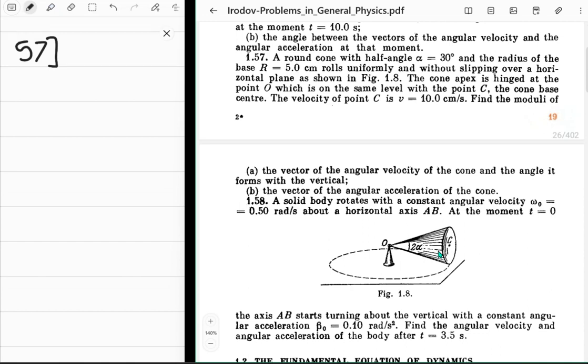You want to find the angular velocity of the cone and the angle it forms with the vertical. So this is going in this direction as well as that direction. Okay, I think I've seen a question similar to this, or at least I tried to solve that, right? The bicycle physics one. But this is just the worst because it's a full-fledged cone with mass and everything.